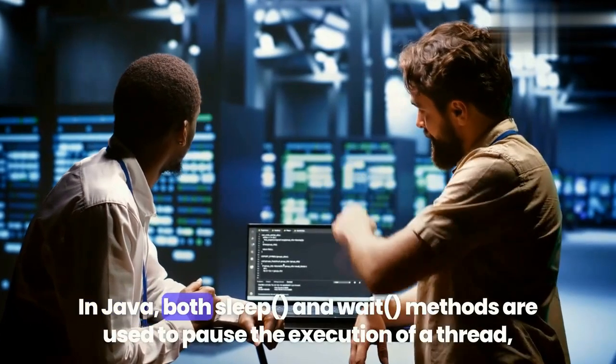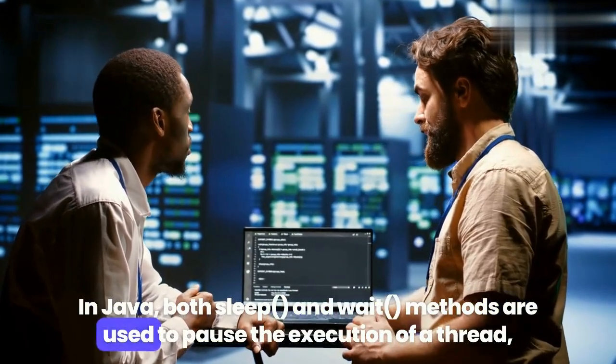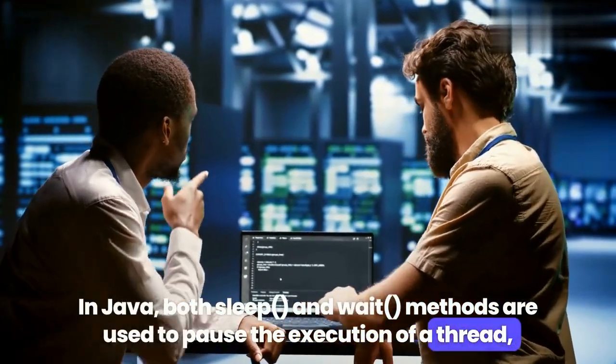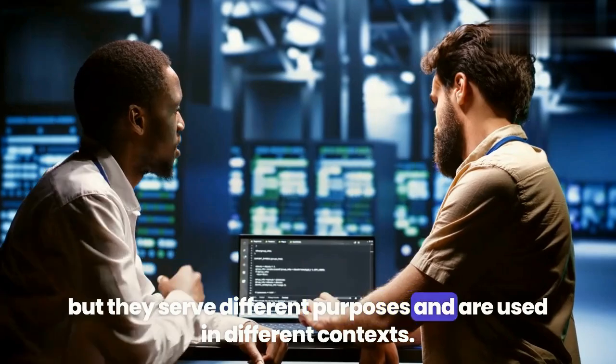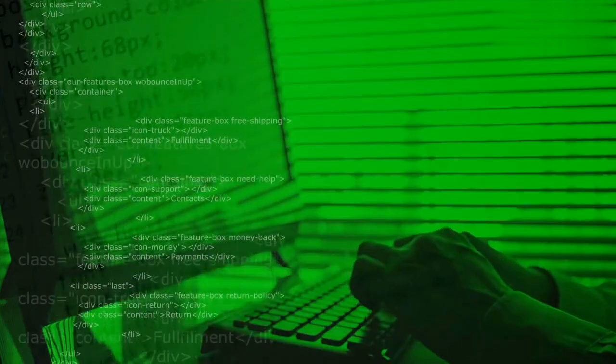Definition: in Java, both sleep and wait methods are used to pause the execution of a thread, but they serve different purposes and are used in different contexts. Here's a breakdown of the differences between them.